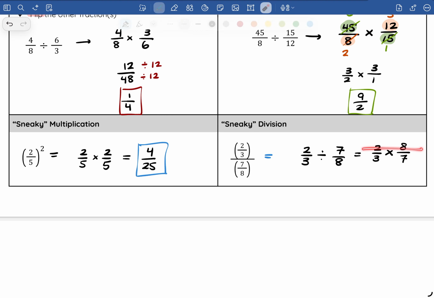So 2 times 8 is 16. 3 times 7, 21. I'm running out of a little bit of space here. There we go.